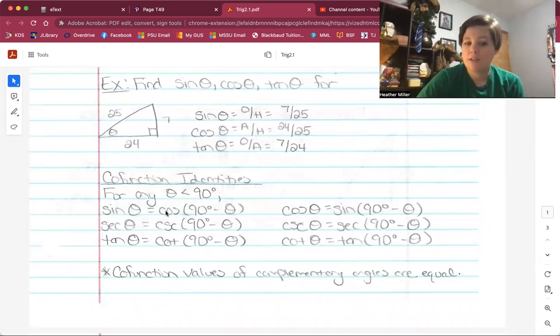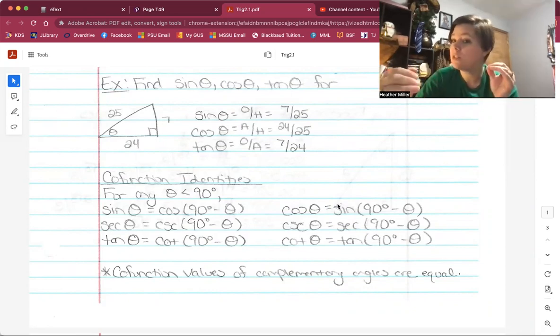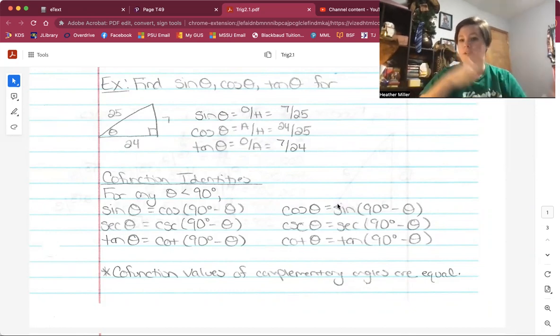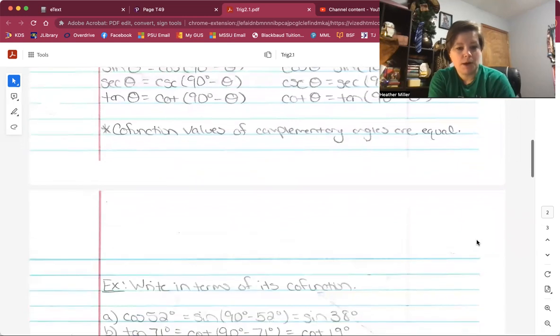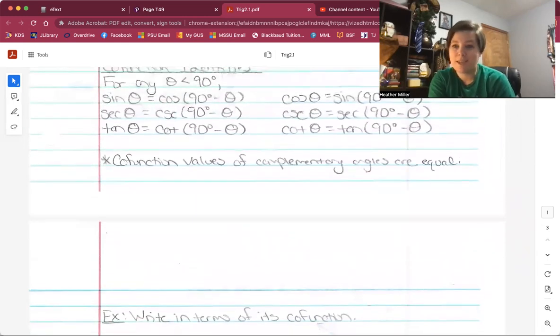We have sine theta is the same thing as cosine of 90 degrees minus theta. The flip of that is that cosine of theta is the same thing as sine of 90 degrees minus theta. And we have that correlation for secant and cosecant, and the same correlation for tangent and cotangent. That's all based on what I just showed you with that generic triangle in the textbook. It says cofunction values of complementary angles are equal. So that's what that means. Obviously, you're going to want to write all that down, so feel free to pause. But we are going to do some examples next.